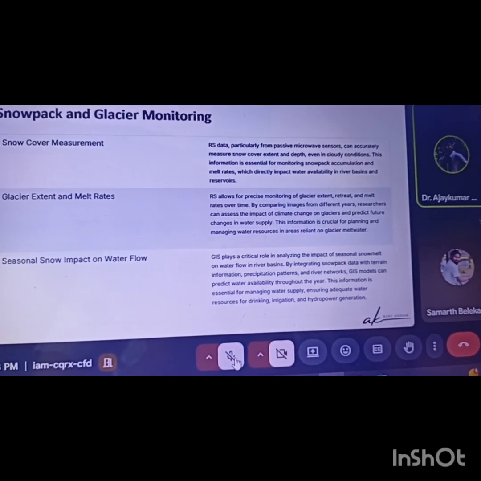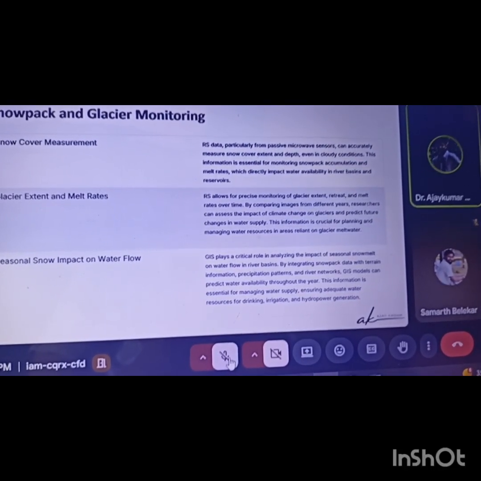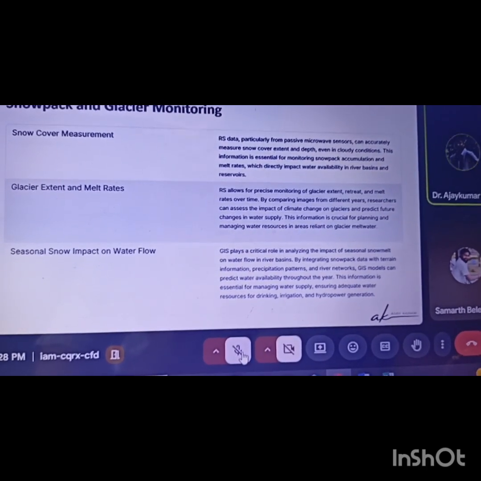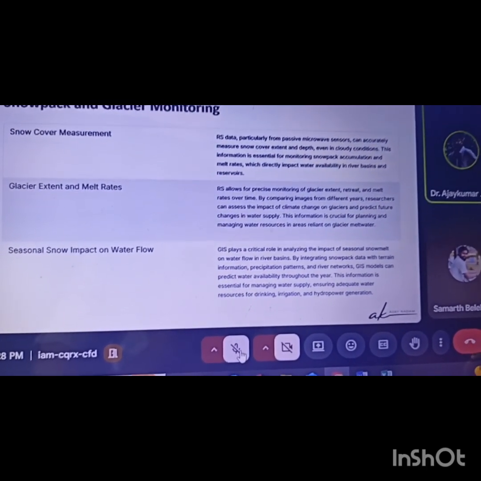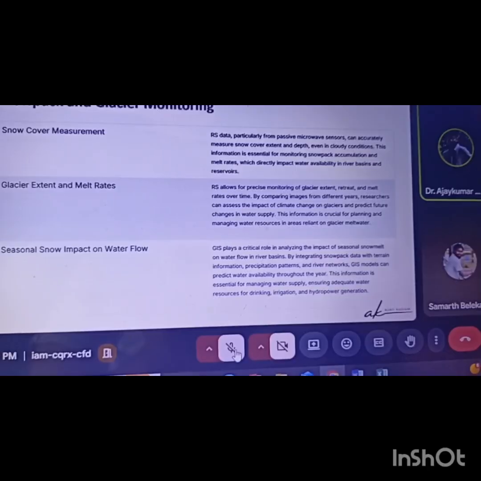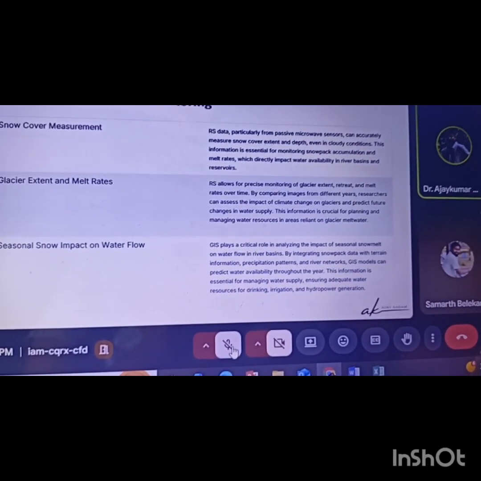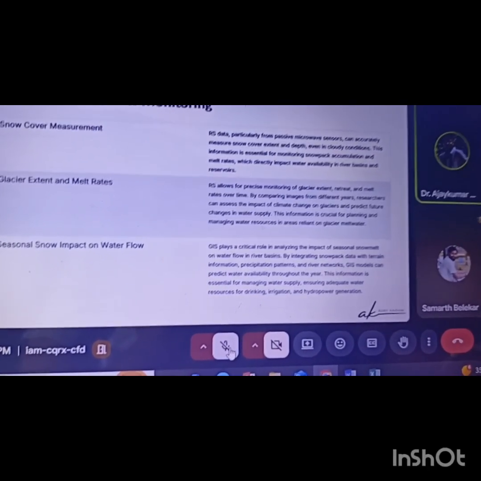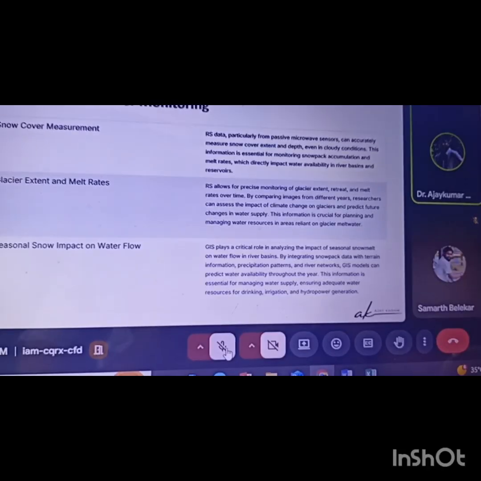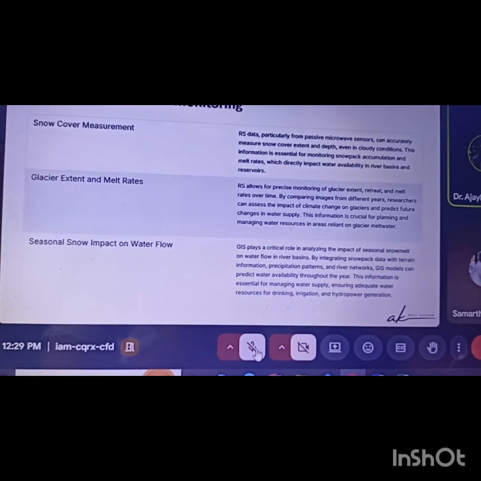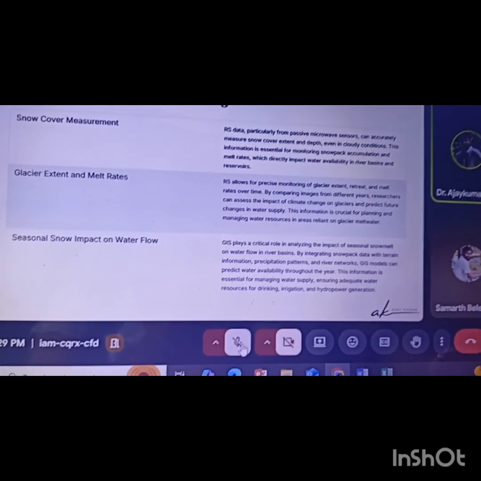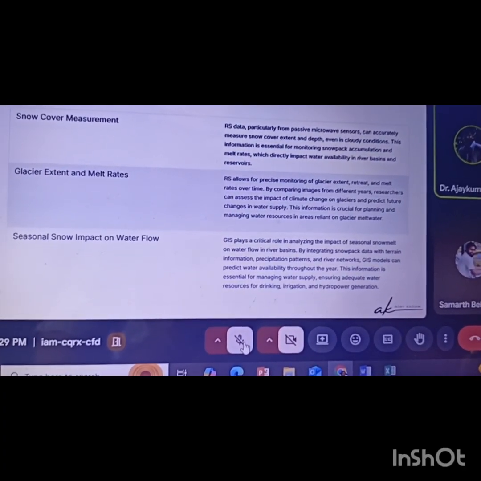Then there is glacier extent, and how the glaciers melt and the rate of melt, because when glaciers melt the white portion of snow gets reduced. Based on density from GRACE and other things, and micro lidar and radar data, we can know how much glacier extent is present, and based on that we try to interpolate the melting rate.